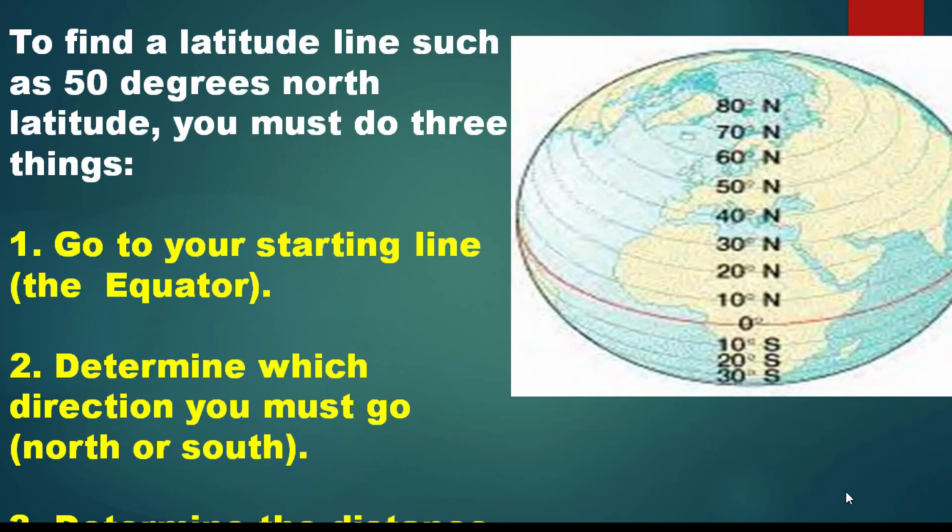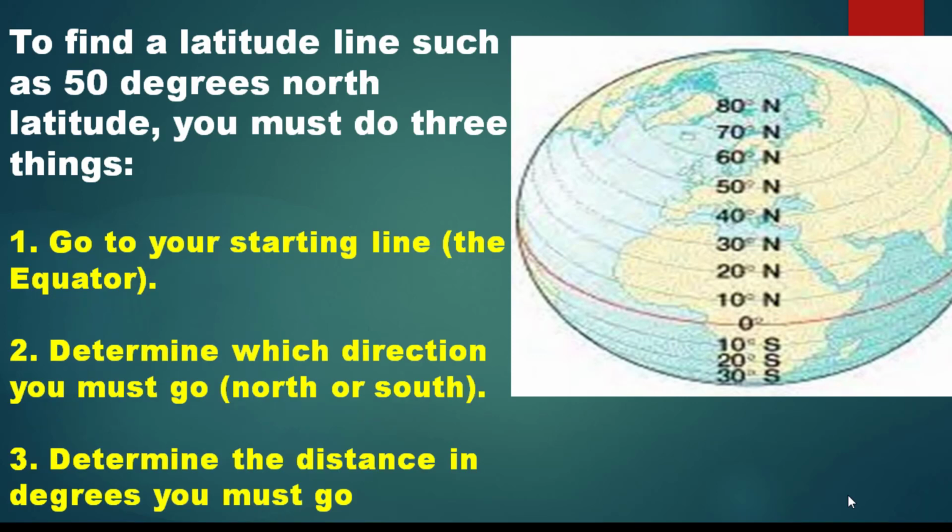First, go to your starting line. What is the starting line? It is the equator. Second, determine which direction you must go, north or south. So for example, in our case, we are supposed to go north. So that means upwards. Third, determine the distance in degrees you must go. In our example, it is 50 degree. So we will go 50 degree up from the equator. So the reference point is the equator. So this is how we will locate our latitude.